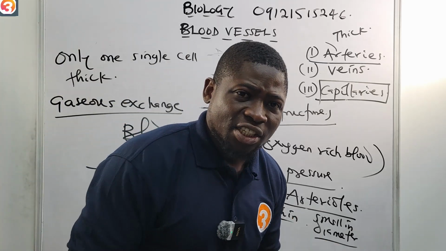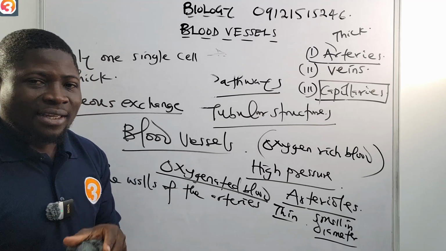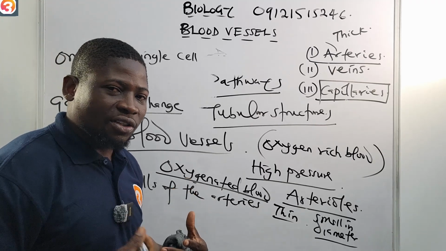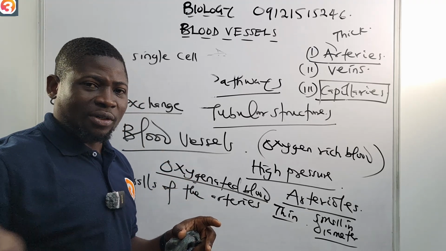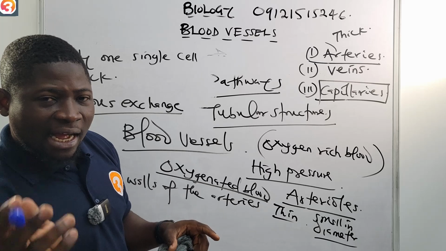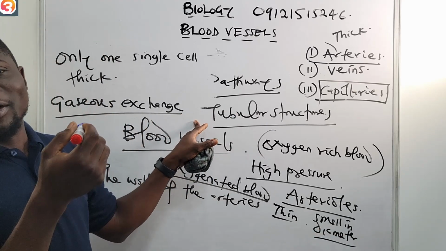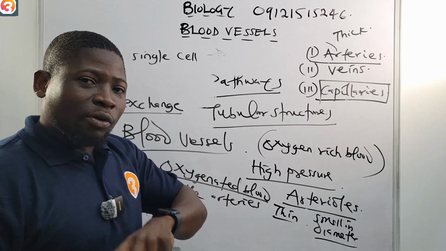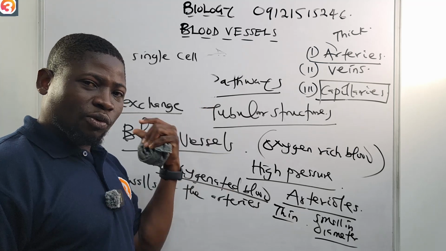So what is gaseous exchange? It means that the carbon dioxide that is present there is replaced with oxygen, because our cells need oxygen for respiration. The oxygen goes into the cell, and then the CO2 goes back into the blood vessel. The blood vessels take back the CO2 that is not needed into the blood.